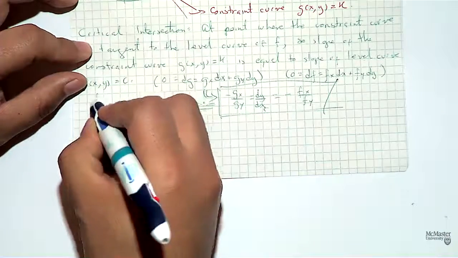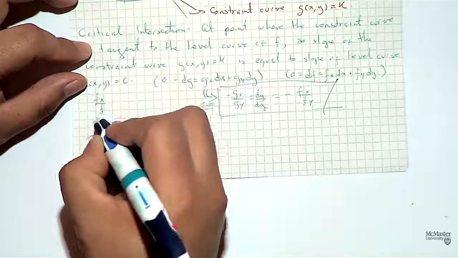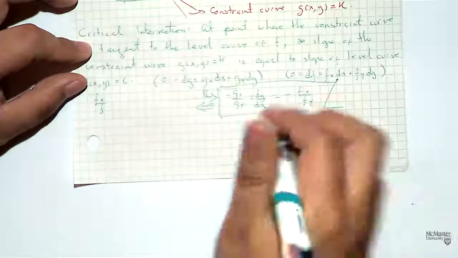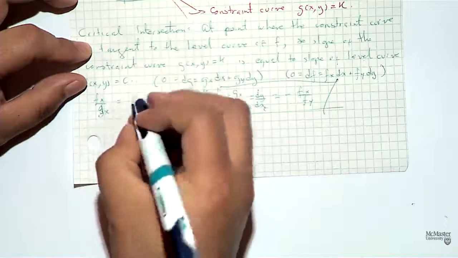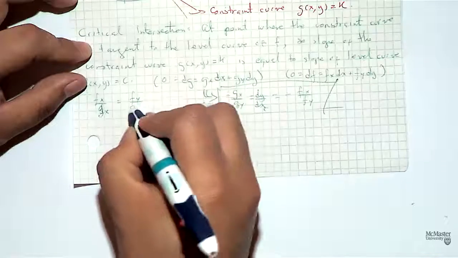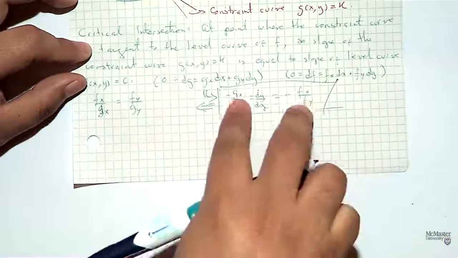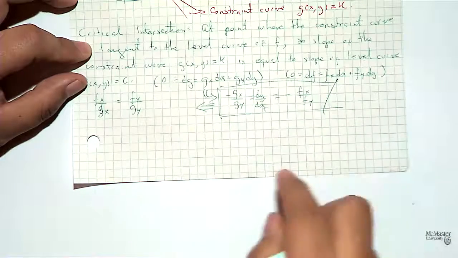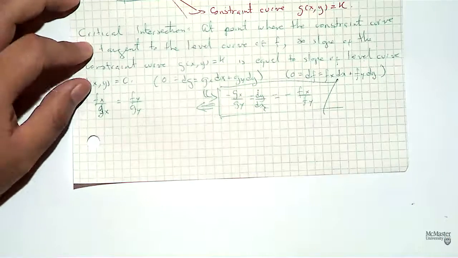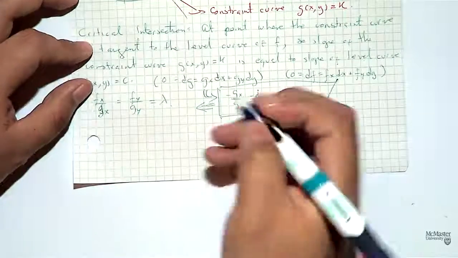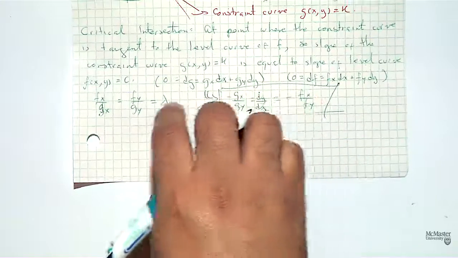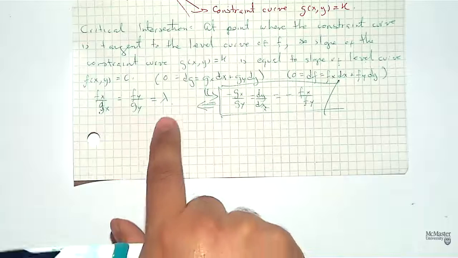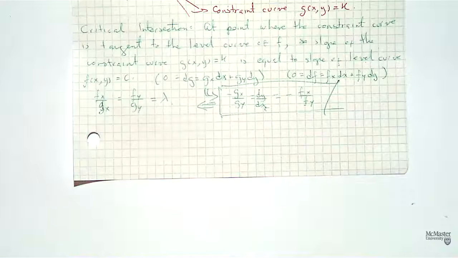You can pass to the other sides, so fx over gx is equal to fy over gy. Just take the minus sign, pass dividing the gx and pass the other to the other side, and you get this relation. And we're going to call this ratio lambda. Okay, so the ratio of these two quantities is the same. It's at the point of tangency, so it has a given constant value.